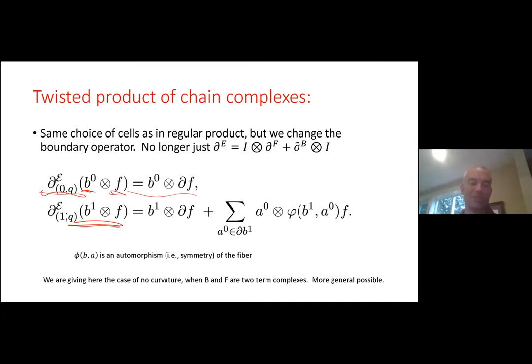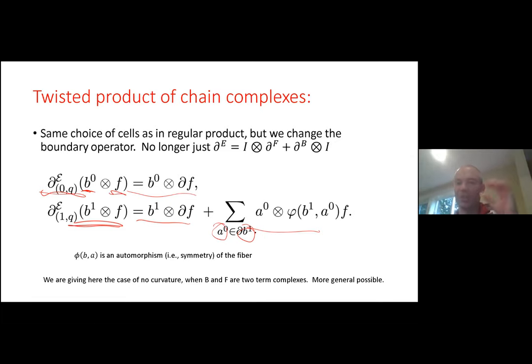But things get interesting if we have a one cell on the base and some cell on the fiber. Now there'll be two terms. One term will be what you expect: take the boundary in the fiber. The other term has this twist in it. And what is this twist? This function phi is some twist function. It's some symmetry of the fiber. In the case of the interval in the Mobius strip, it's just the reflection. It's either reflect or not reflect, but in general you find some symmetry group of the fiber, and this will be some element of it. And then you have a summation over the different zero cells in the boundary of the one cell.